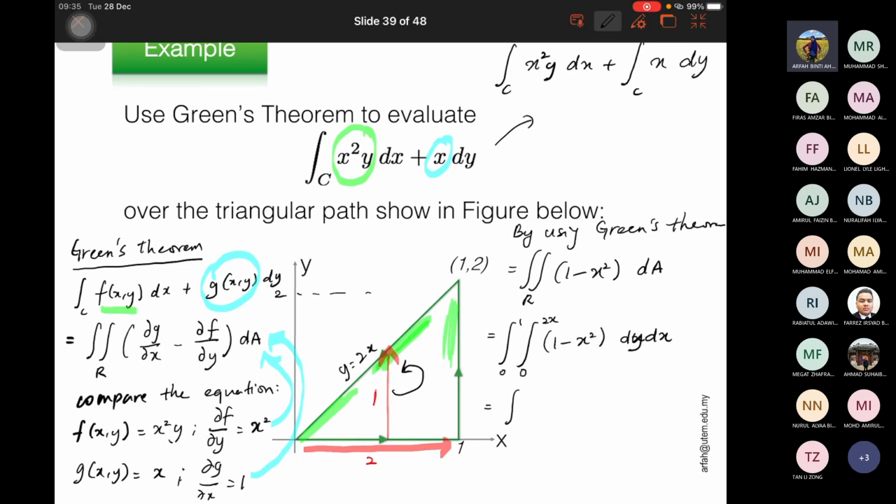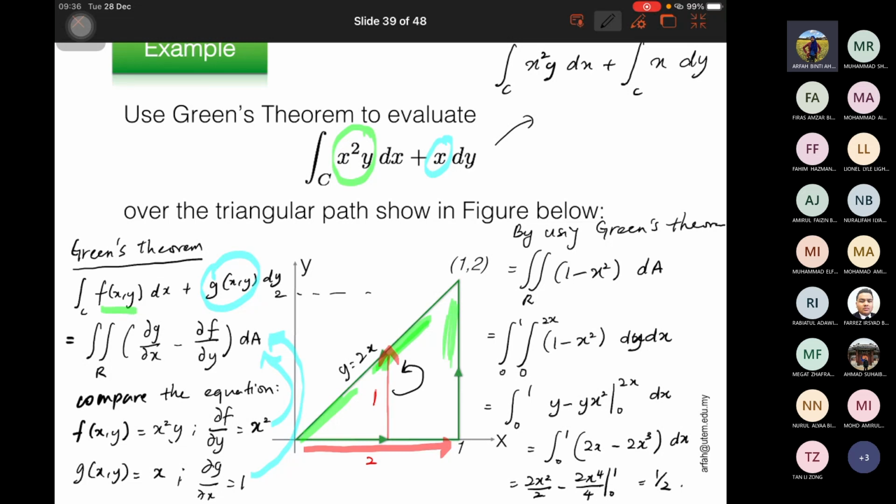So it will be equal to the integral from 0 to 1 of y minus y x squared, from 0 to 2x, dx. Integration from 0 to 1 of 2x minus 2x to the power 3, dx. Okay. So settle it and we get 2x to the power 2 over 2 minus 2x to the power 4 over 4, from 0 to 1. So we get the answer, 1 over 2.